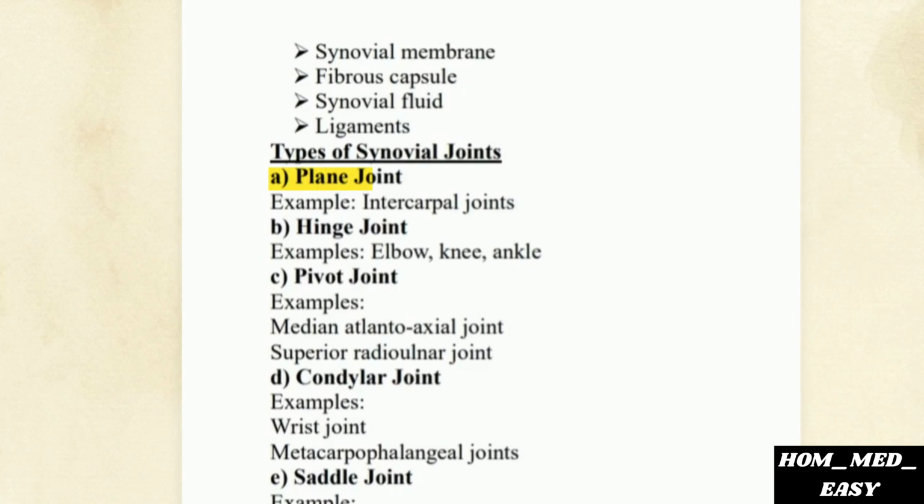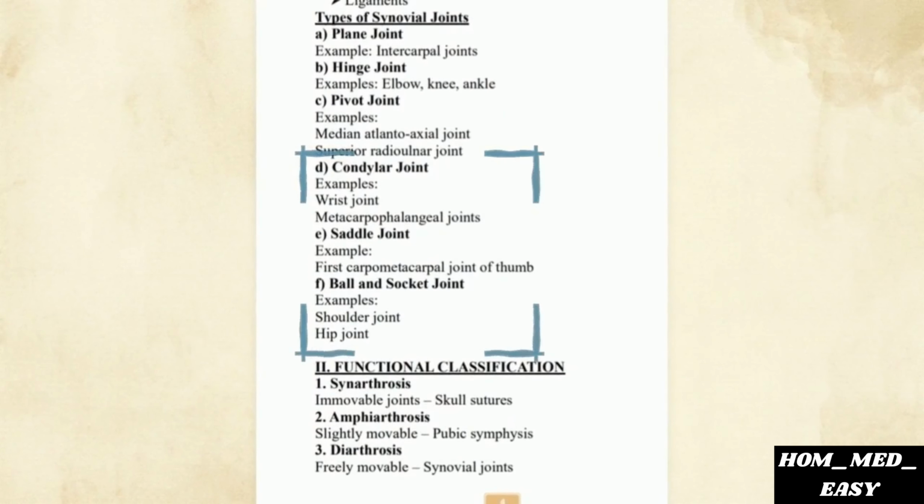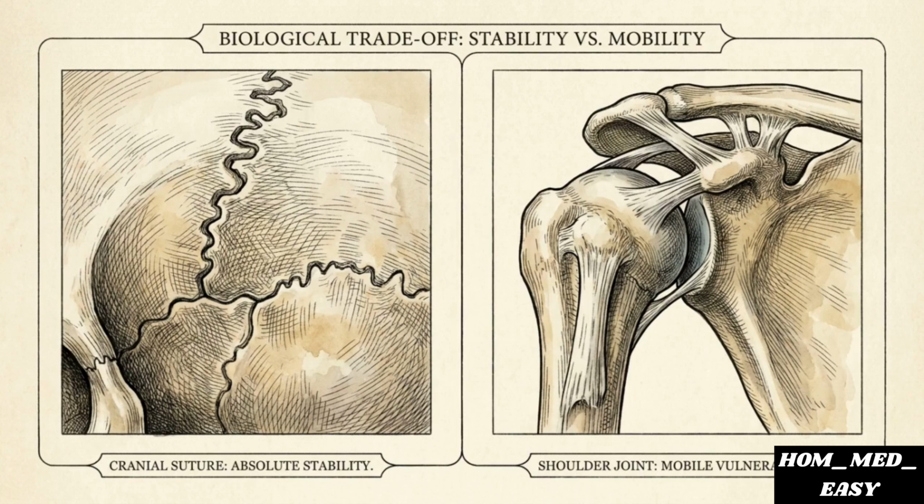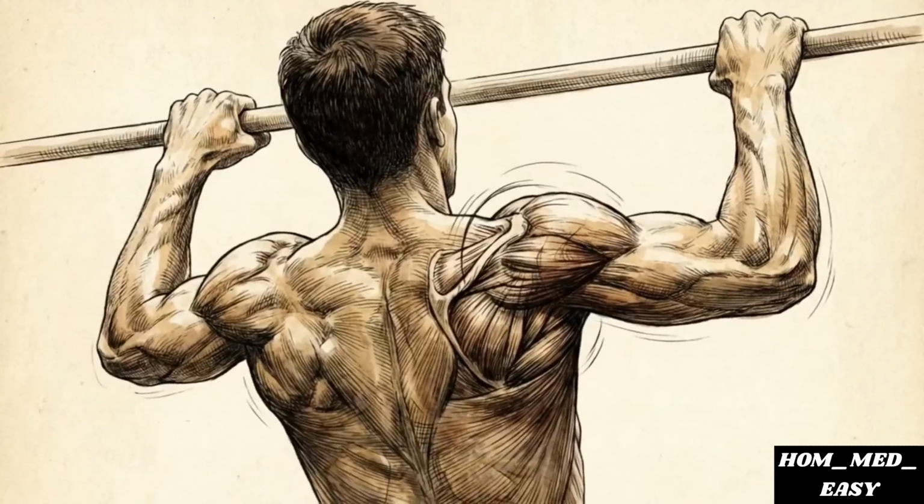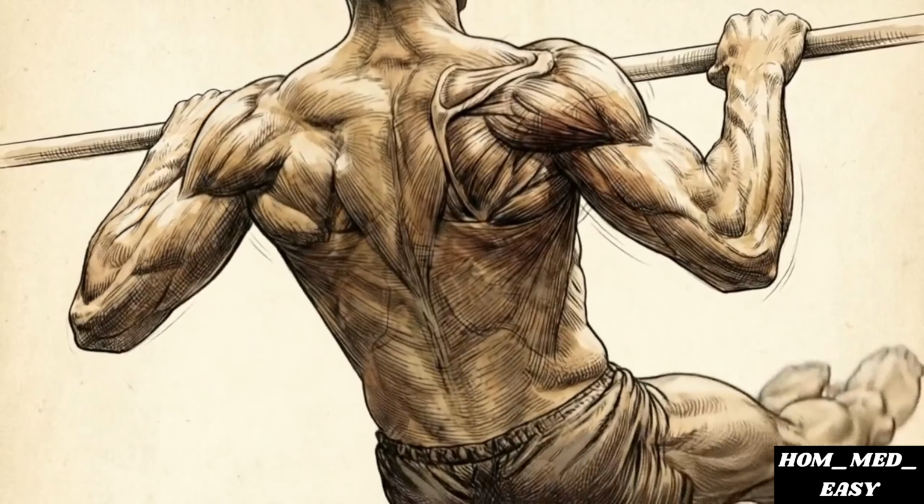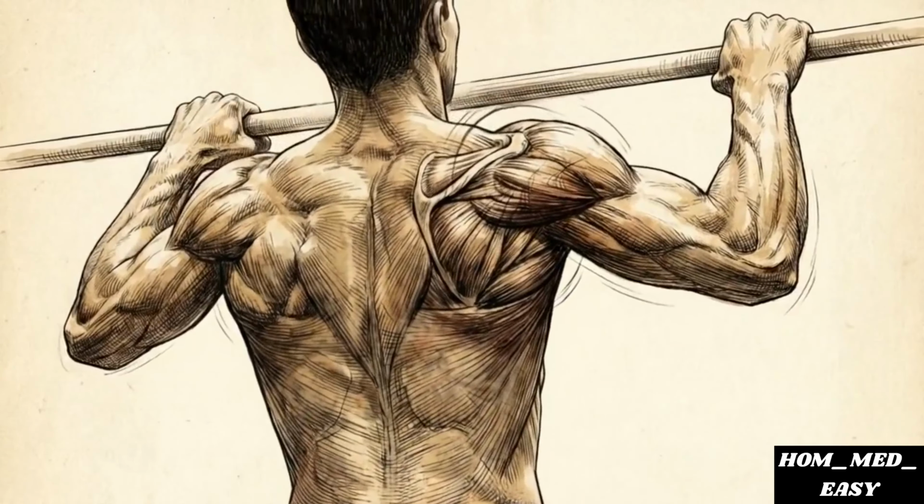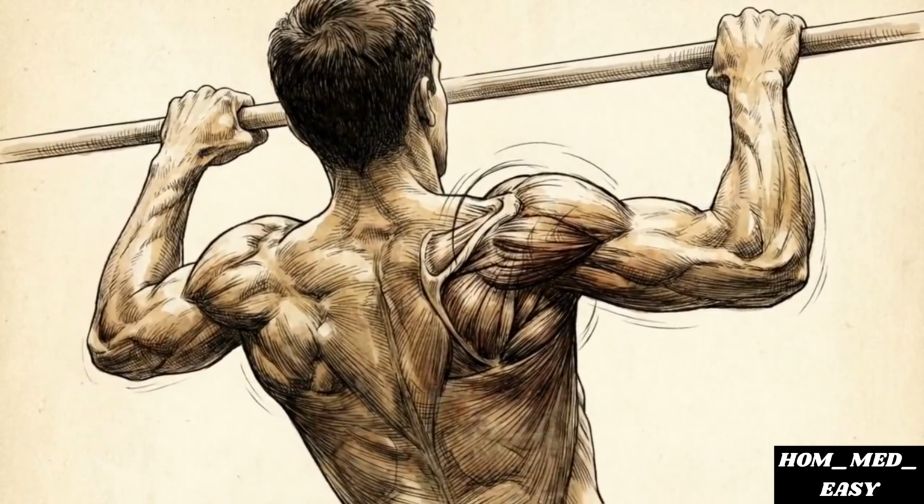Looking at the source, geometry dictates function. We see plane joints between carpal bones, hinge joints at the elbow, and pivot joints in the neck. Further down, highly mobile geometries appear: condylar joints, saddle joints, and maximum mobility ball and socket joints. The introduction of a fluid-filled cavity forces a strict biomechanical trade-off. Synovial joints sacrifice the extreme inherent stability found in cranial sutures in order to achieve free, multi-axial movement.